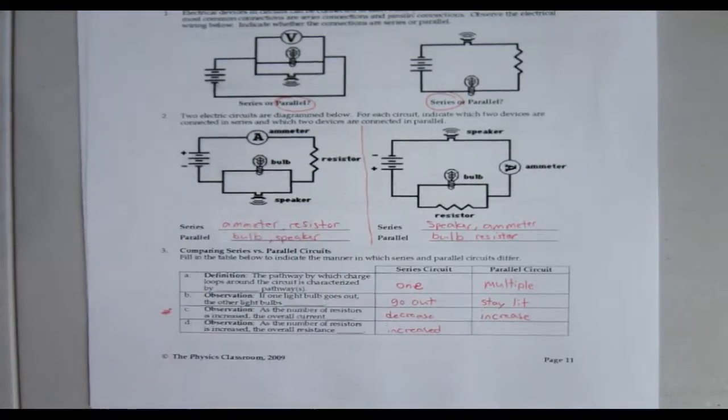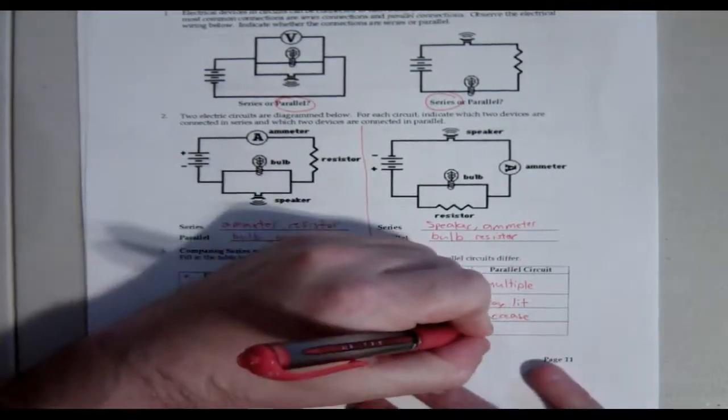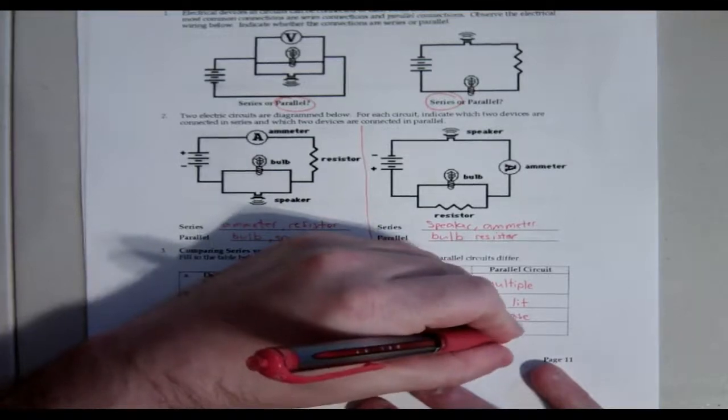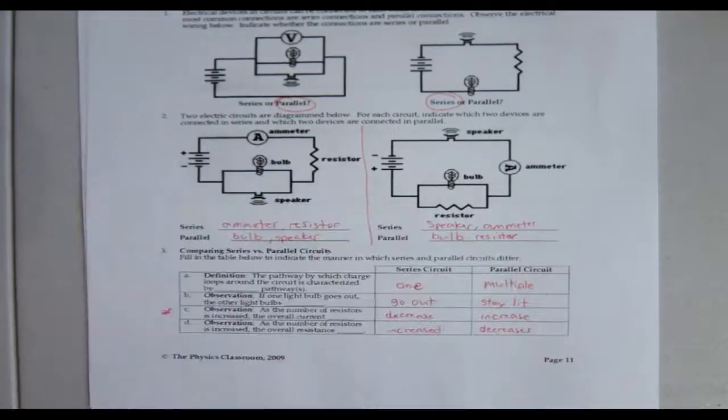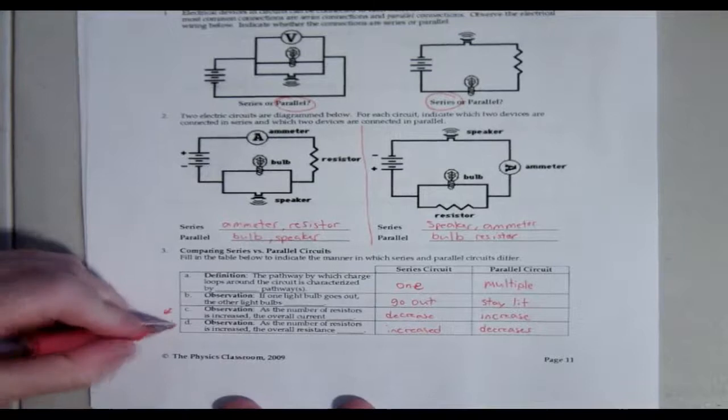In a parallel circuit, as the number of resistors is increased, the overall resistance decreases. So again, let's say that again. These last two are very important.